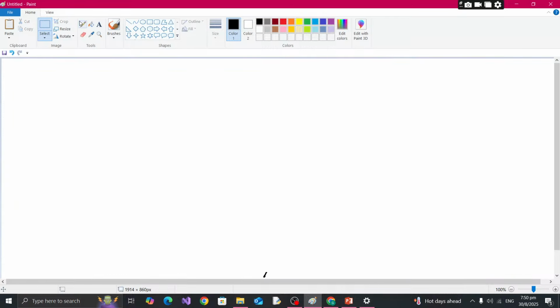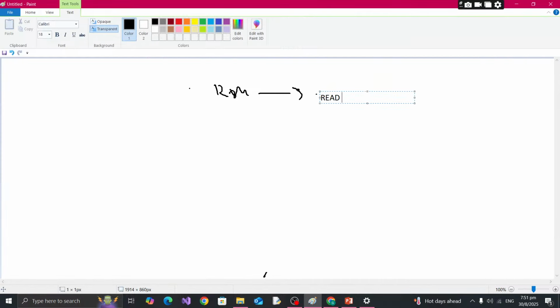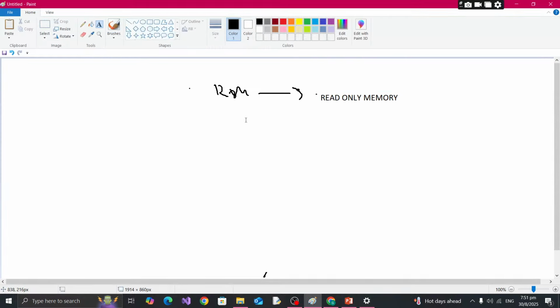And then, what is ROM? I'll go fast because I'm running out of time. ROM we call read-only memory. Why do we need ROM? Because in earlier times, once the program or instructions were embedded in a chip, they could not be changed. So it is called read-only memory.